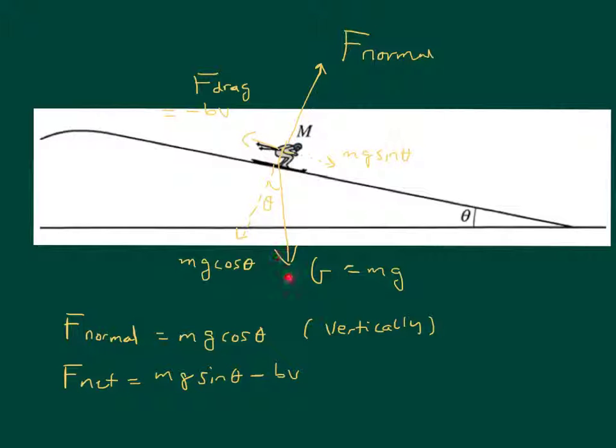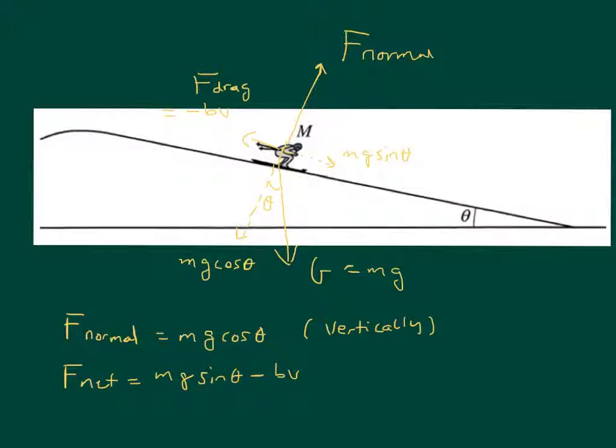We have the weight, G equals mg, and F normal force, which is perpendicular to the ramp, and the drag force, which is in the opposite direction of the motion of the skier, the cart. If we separate the magnitude of G equals mg into two components, one perpendicular to the ramp, one parallel to the ramp, we will get mg cosine theta, where this is the value of theta, and mg sine theta, which is parallel to the ramp.